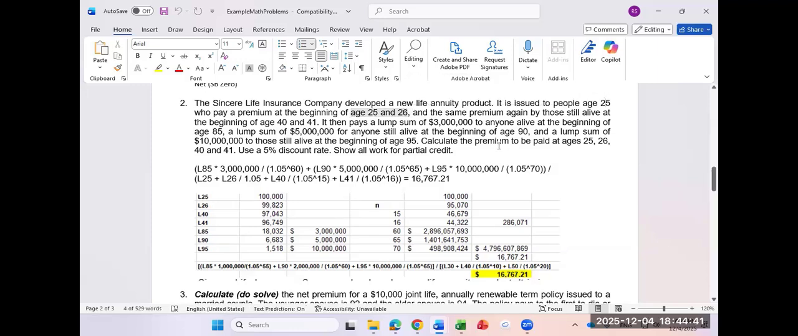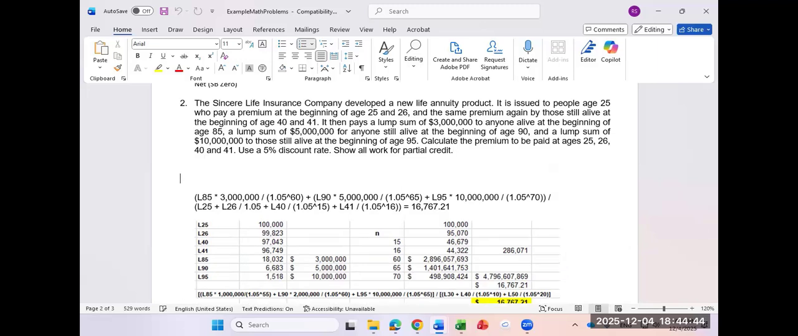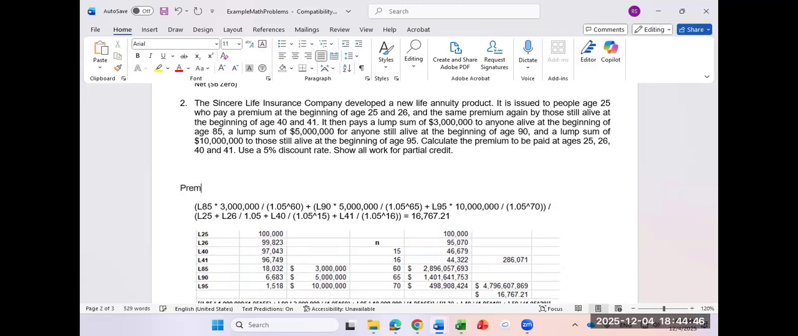It's issued at age 25. So if you think about the premium, this is the denominator. You're going to be dividing by L25 plus L26 divided by 1.05. That's your discount rate. Those are the first 2 premium payments, all right? The premium payments to me are the easiest.